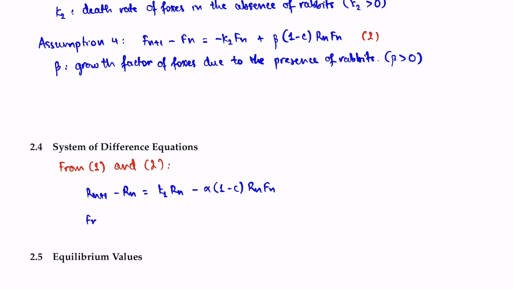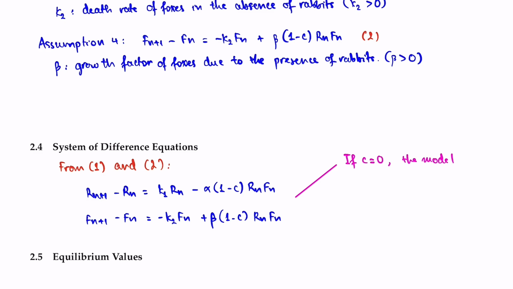And from the second equation, you get f sub n plus 1 minus f sub n equal to negative k2 times f sub n plus beta times 1 minus c times r sub n times f sub n. The difference between this model and the classic model is the refuge term 1 minus c. If c is equal to 0, we get back the classic model. So if c is equal to 0, the model becomes the classic prey and predator model.